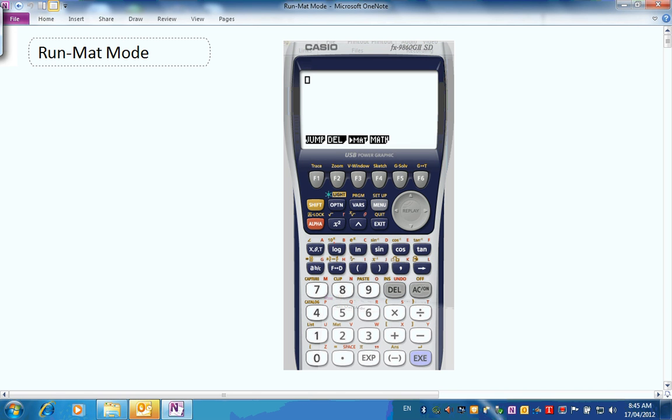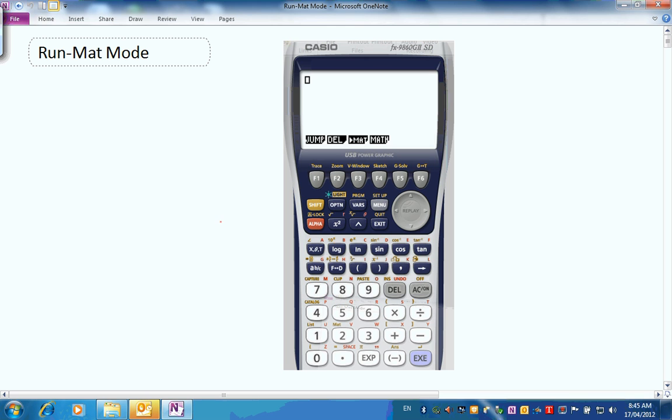Well, hi there. Here we are in Run Math mode. The math stands for matrices, an area of math you'll investigate a bit later on. Our first step is to set up run mode so that it produces answers in the form we want. Let's do that by going to the brain of the calculator.